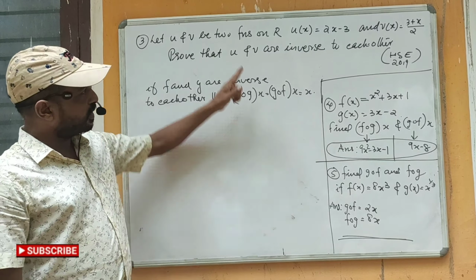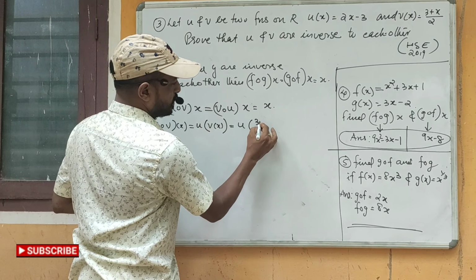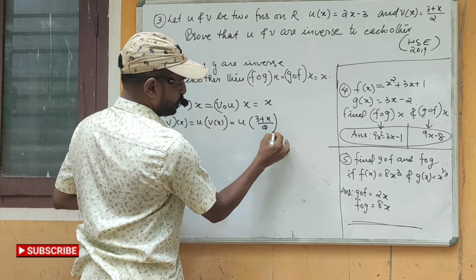It is u of v of x. That is equal to u of, substitute for v of x. What is v of x? V of x is 3 plus x by 2.